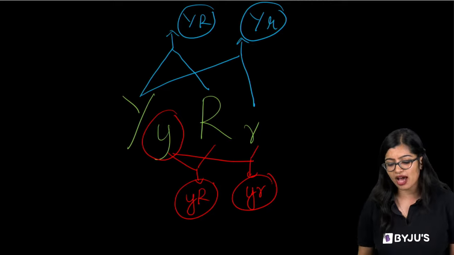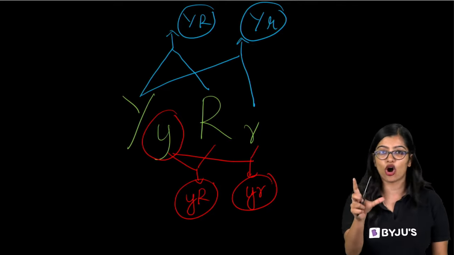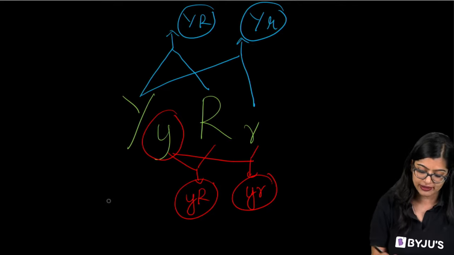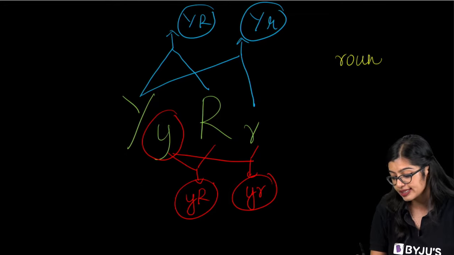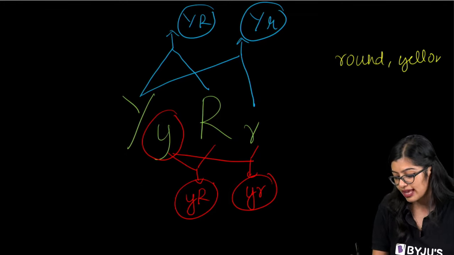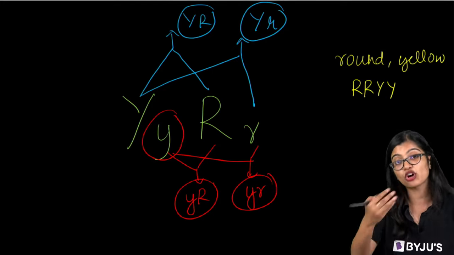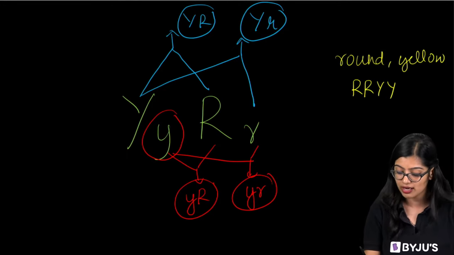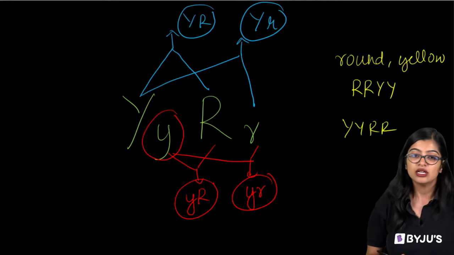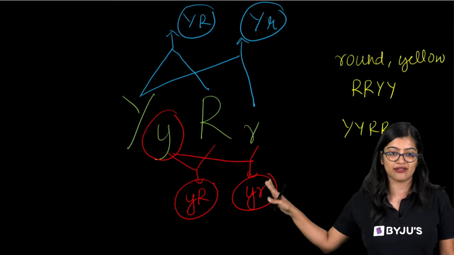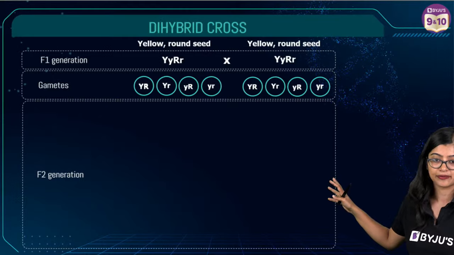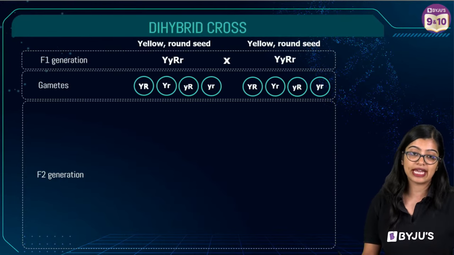Ma'am, if we take R first? See, it depends on the order, okay? Because in your question, if they tell you round seeds and yellow color, then it will change because then it will be R, R, Y, Y. But if your question says yellow seeds, round color, you will have to take it in that order. So in this case, because the question is in such an order, I have gone ahead and taken it in this manner, right? So you have all your gametes.